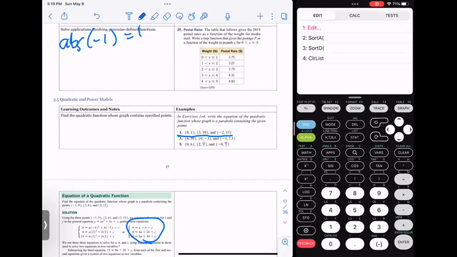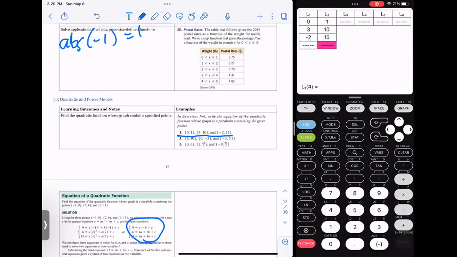I'm going to go to the stat button. You know what that is? I'm going to press enter on edit. And for L1, which will be our X values, I will put in 0, 3, and -2. Now for my L2, it will be 1, 10, and 15. So notice the coordinates (0, 1), (3, 10), (-2, 15).